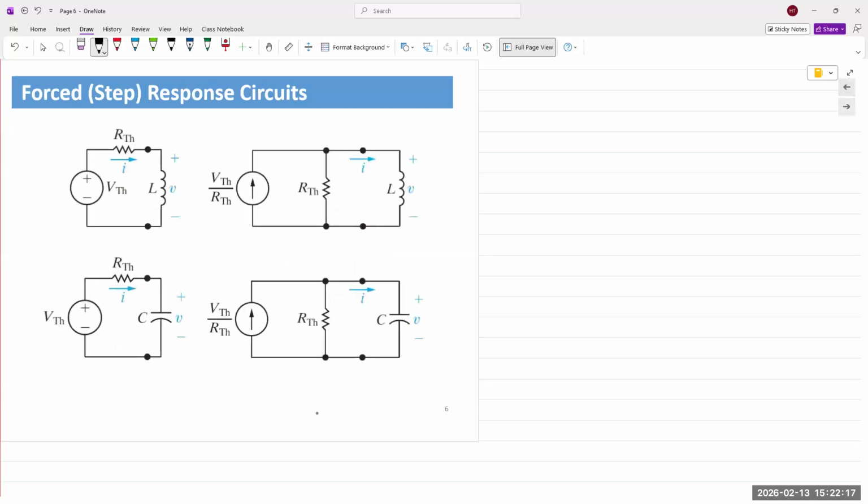Okay, forced response circuits: you simply have a source connected to the inductor and the capacitor. If we want to deal in terms of voltage, we'd have the Thevenin equivalent, meaning a source in series with a resistance. If we wish to deal with current, we'd use the Norton equivalent. So you have a current source in parallel with a resistor.